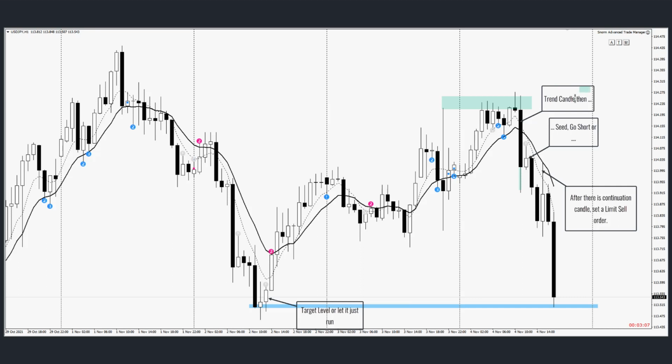So first you want to watch for a trend candle. You have that trend candle, followed by an inside candle. If you have the lines on it or the banana indicator, you'll see a gray one, which means it's an inside candle, and it's a one candle pullback as well, you can call that.